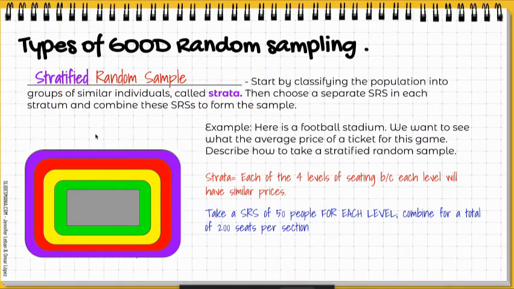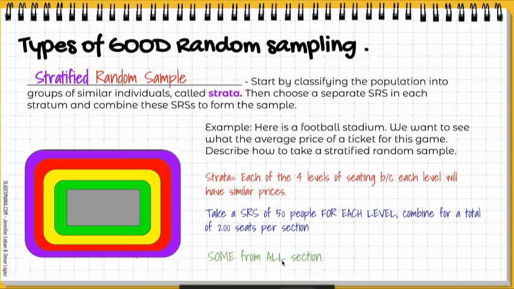And so you would take a simple random sample of 50 people for each level, combined for a total of 200 seats. And that gives us some from all the sections. So that is the key word with stratified random samples. You get some from all the sections. So that way it will be representative of all the sections. So that's one way to do a random sample.